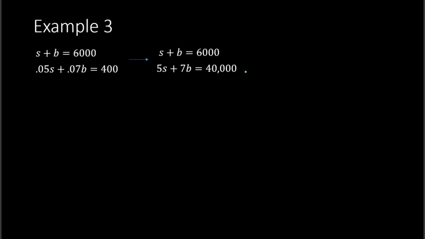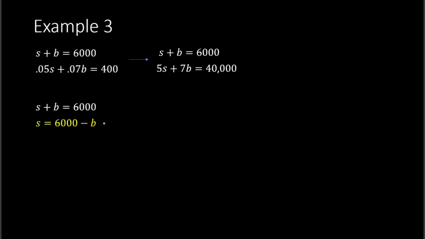And now, from here, we can use substitution to solve. What we do is pick one of the equations, and we'll pick the first one, and you pick a variable to solve for. Let's pick one that's going to be simple. Either would actually be pretty simple because there's no coefficient in the front. But let's solve for s by getting rid of this b. So let's move the b over here by subtracting. Now we have s equals 6,000 minus b.